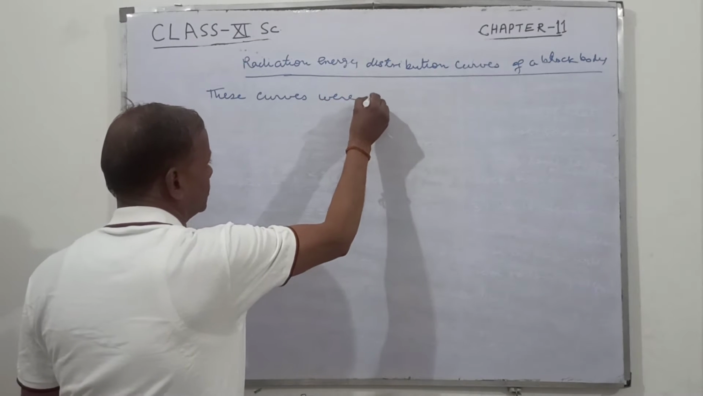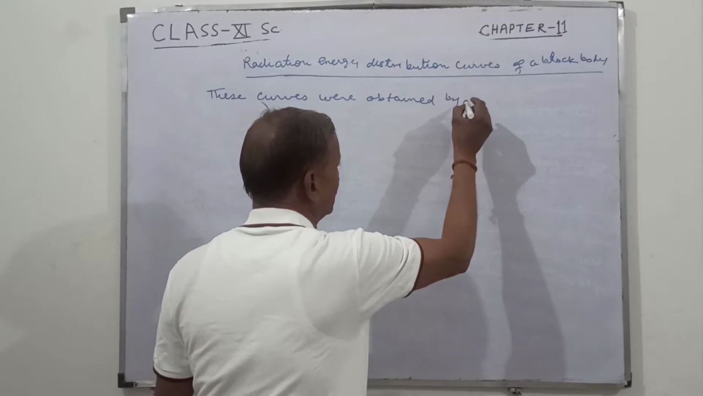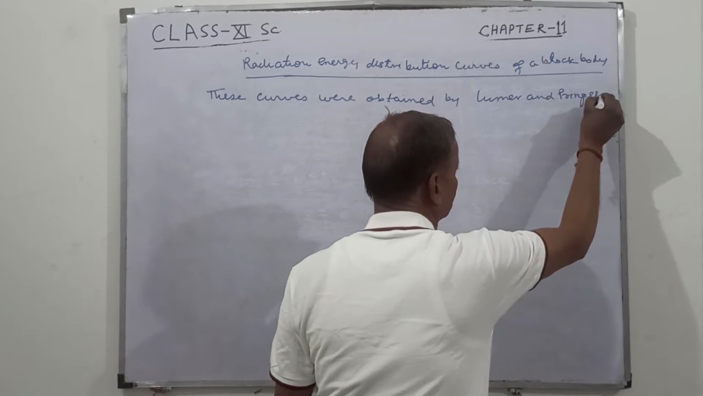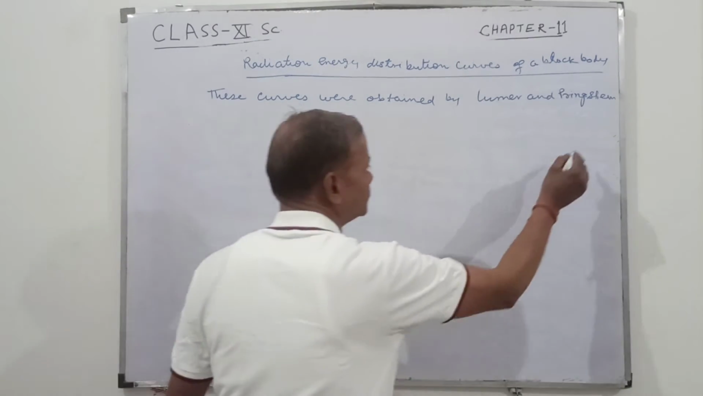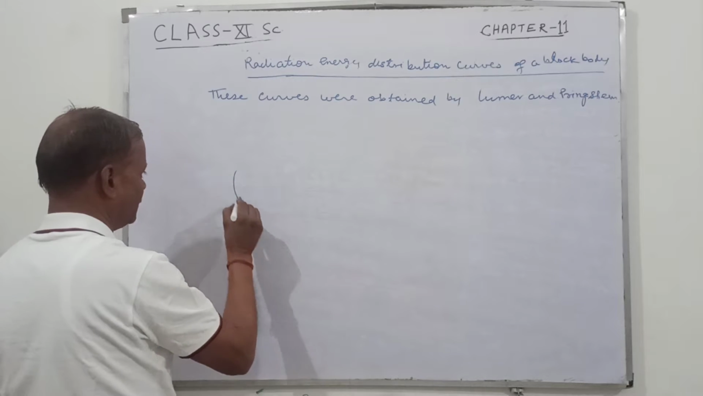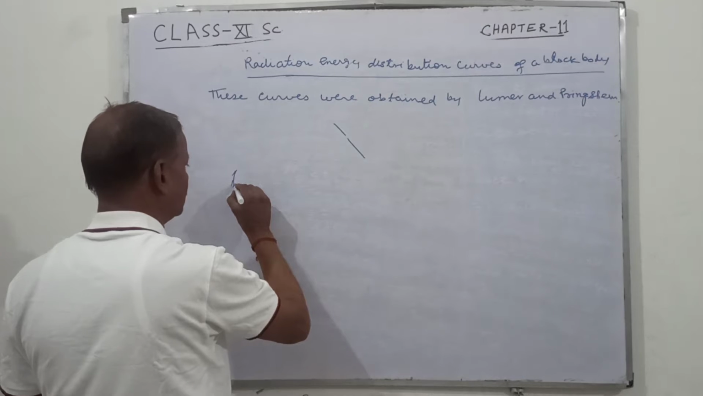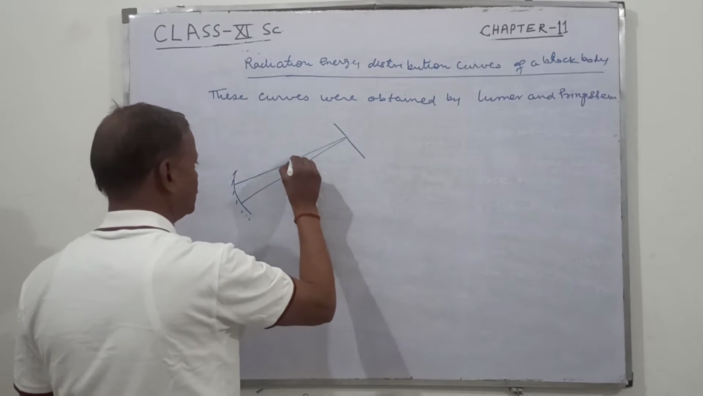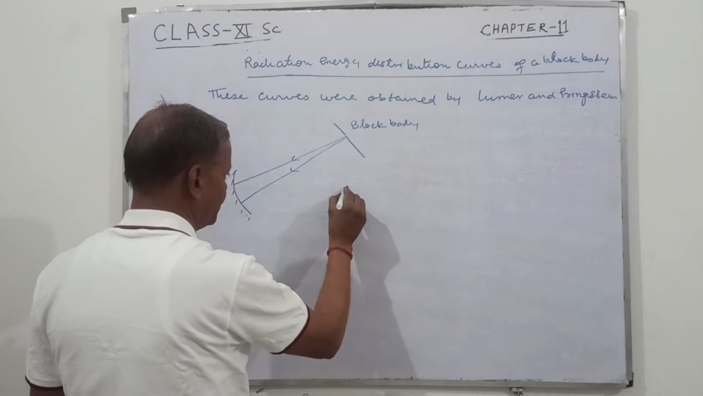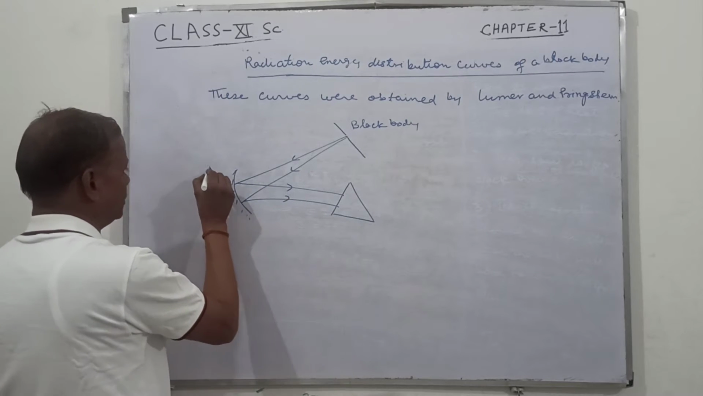These curves were obtained by Lummer and Pringsheim. So this is the arrangement: here we have a mirror. This is a black body. This is a prism. Mirror M1.